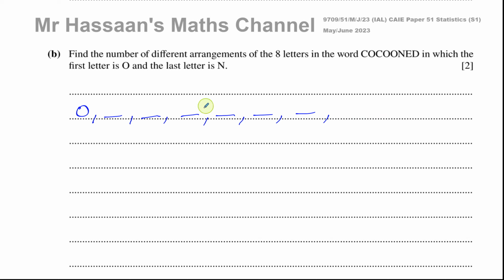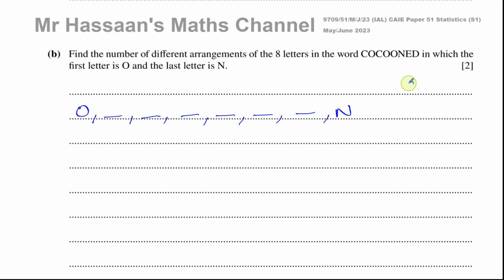Okay, so you have 1, 2, 3, 4, 5, 6. Then we got the 2 at the front and the back. So there are 6 kind of like choices that we have in terms of letters that we can place in places. But the O and the N, they are fixed. One of the O's is fixed and one of the N's is fixed.